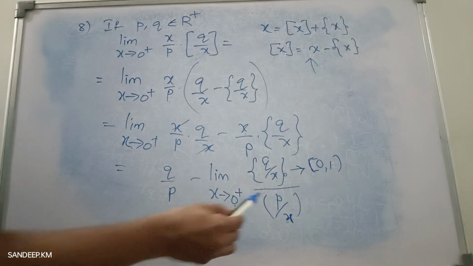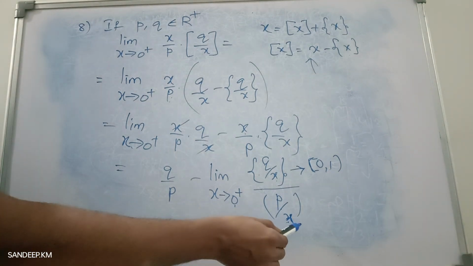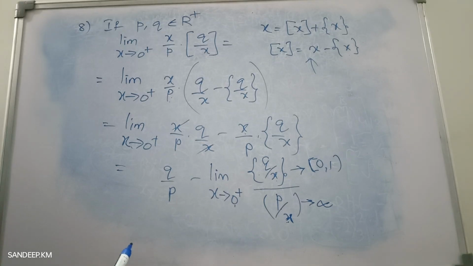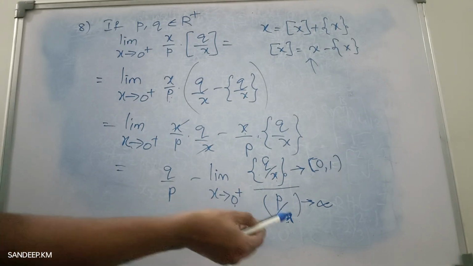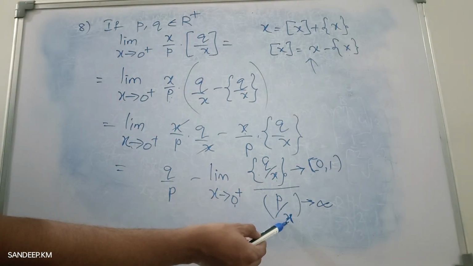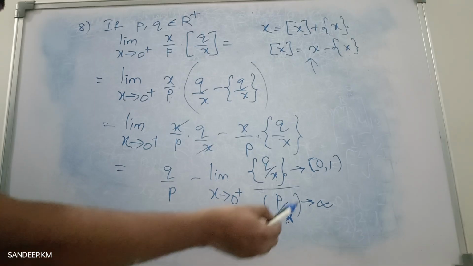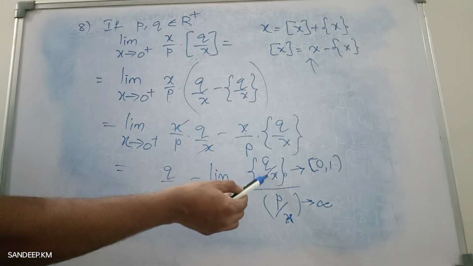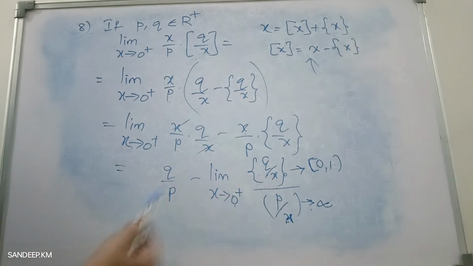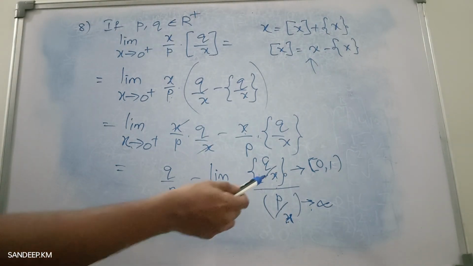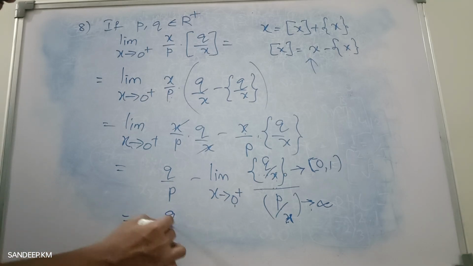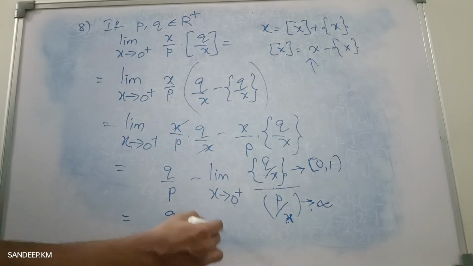0.0000 and so on. P divided by 0.000 and so on is infinite number, correct or not? It approaches infinity only, no? Because x is 0.000 and so on. Because x is approaching 0, p by x is approaching plus infinity. Numerator is a finite value divided by infinite value. What is finite value divided by infinite value? 0. Think about it. So q by p minus 0.